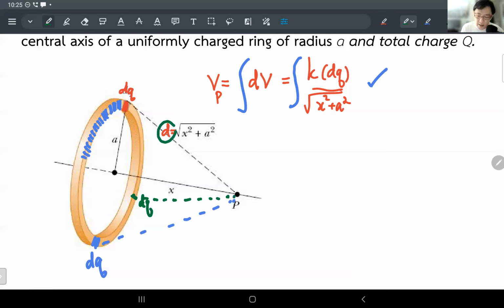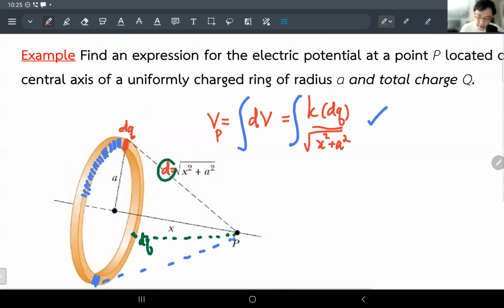So it's the same concept, even though you don't have to think about it in this way. You can just look at the integral and then you say, but Dan, I can see that k is constant. That square root of x squared plus a squared is also constant. So I can pull it out of the integral. And so it's the same thing.